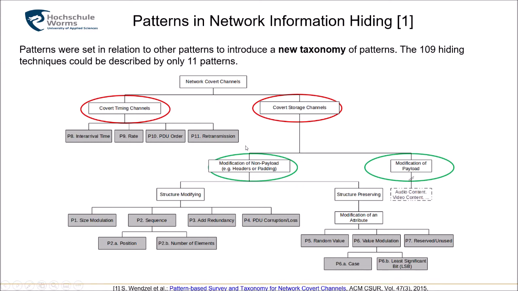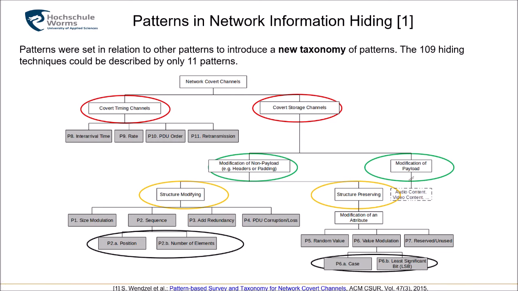But if we focus on this part, then we can either modify the structure of the non-payload. For instance, we can increase the packet size, we can modify the sequence of some header elements, something like that. Or we can preserve the structure, for instance, by replacing some random value with some encrypted hidden information, or changing some value, or saving some data in an unused or reserved header bit. Also, some patterns have child patterns, which are special versions of some pattern.